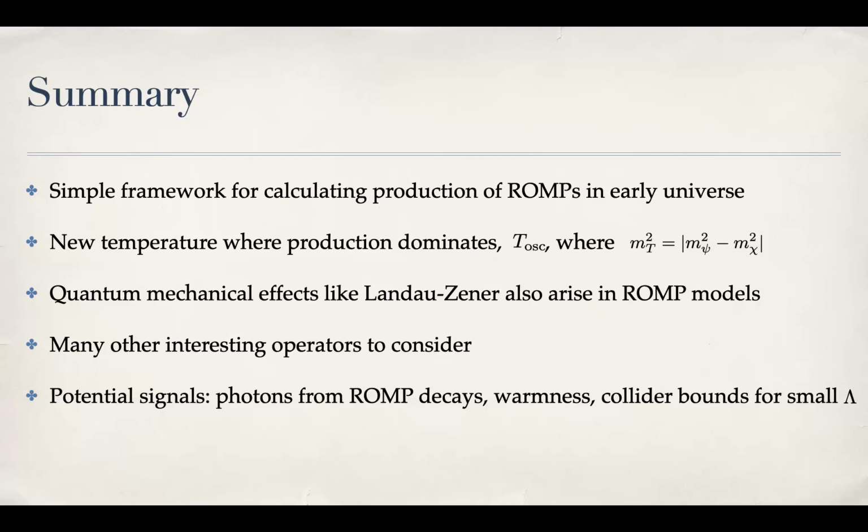And there's tons of different operators you can consider. I just showed you one simple one with heavy vector exchange, but you can consider whatever operators you like, and you can get slightly different physics, i.e. where Landau center is important in some regimes and it's not in others, or Zeno is important. But again, this whole framework is still common to all these different models. And then there's all these very nice signals you can get, such as photons from ROMPs decaying. You get these warmness bounds and collider bounds if the cutoff scale of your theory is too small. So thank you.